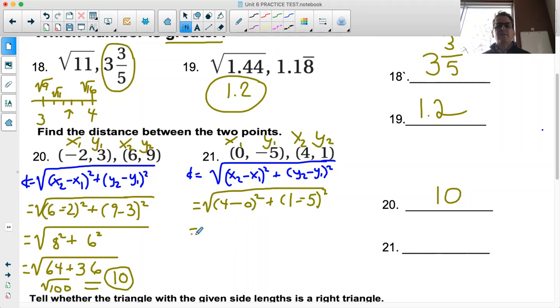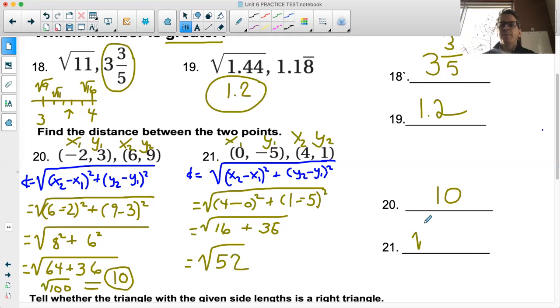So 4 minus 0 is 4, I should say, and then if we're going to square that, is 16. A little ahead of myself there. 1 minus a -5 is 1 plus 5, which is 6. 6 squared is 36. So your answer here would be the square root of 52 for number 21. Square root of 52 for the answer for 21.